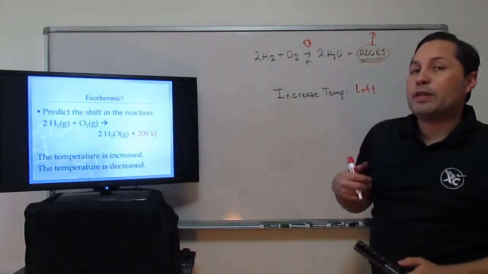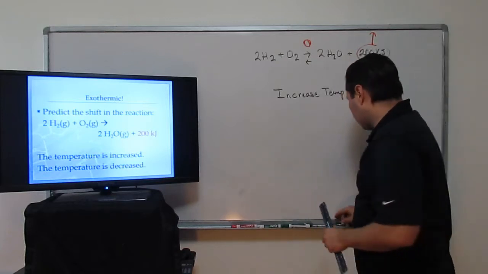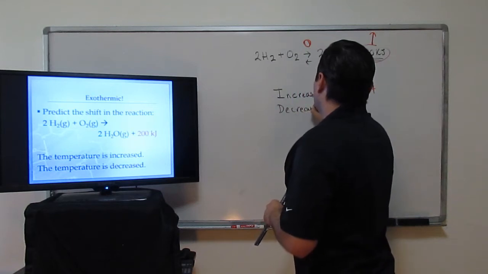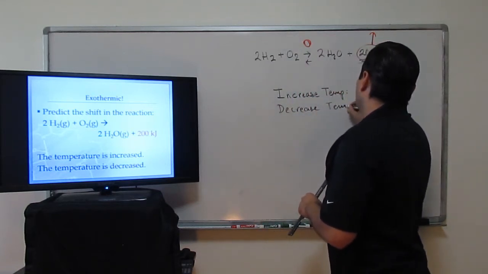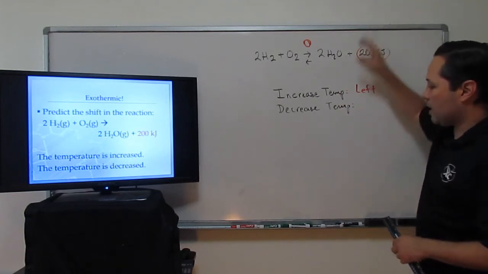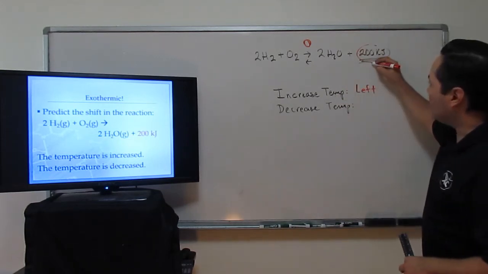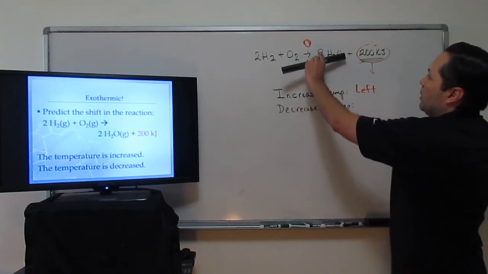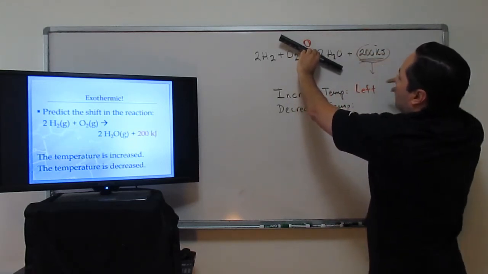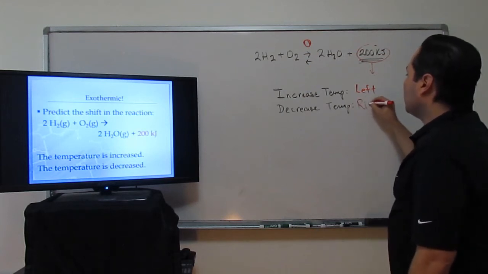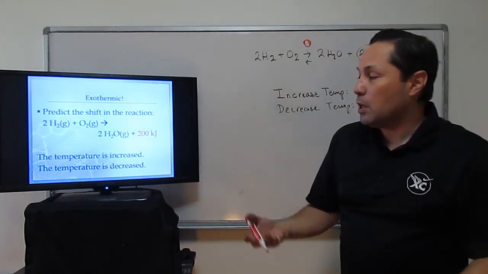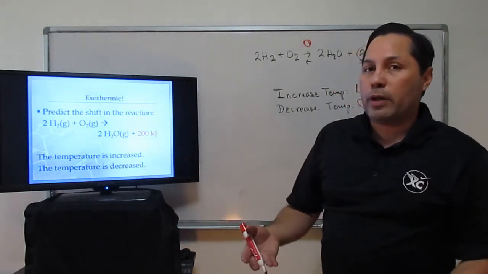Now, what happens if we decrease the temperature? We're going to bring the temperature down, lowering the temperature, cooling it down. Again, picture that: we're bringing this side down. Which way would the ball roll down the ruler? It will be to the right. So the reaction also follows that rule. It will shift towards the right as well. So that is an exothermic reaction.